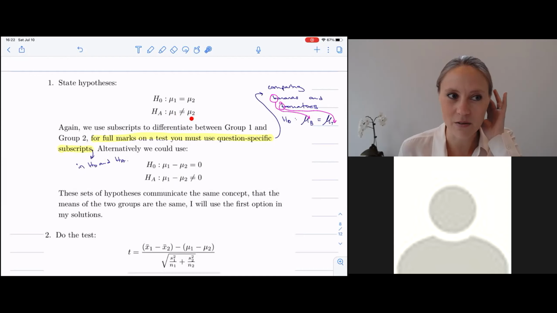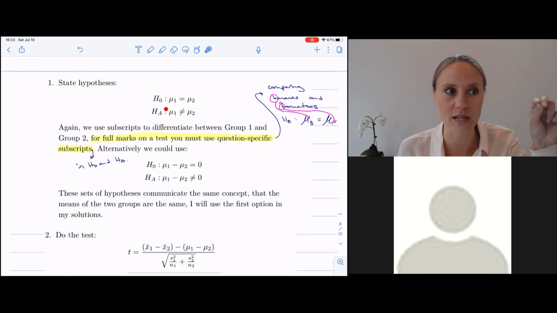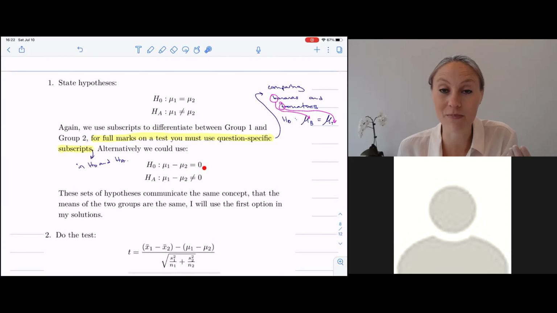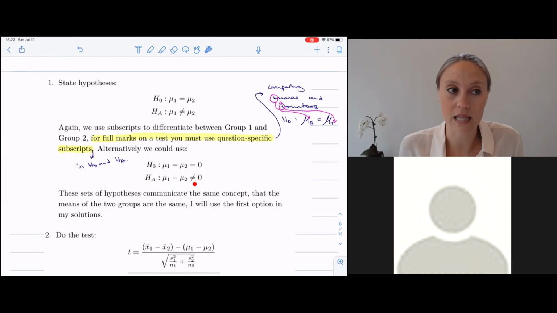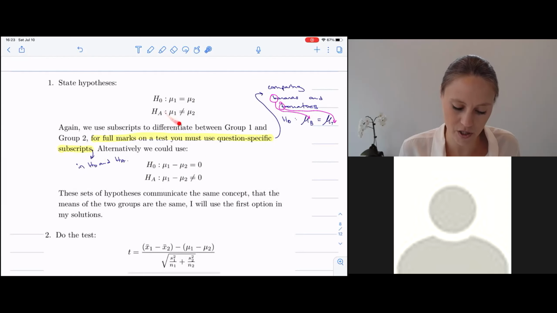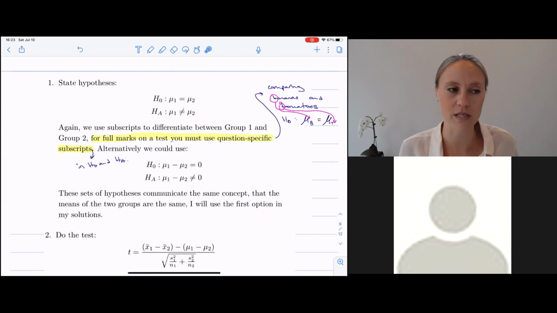Notice what I've done here is I've just subtracted mu2 from both sides, right? And that's how you get mu1 minus mu2 on the right-hand side, and on the left-hand side you would have mu2 minus mu2, which is 0, right? So that's all that's happened here, I've just subtracted those mu2s over. But I find that this is a little bit trickier. You're definitely allowed to use this if it makes sense to you. If it makes more sense to you, go for it. But I'm going to use the first option in the solutions just because I find that it's a little bit easier to deal with.